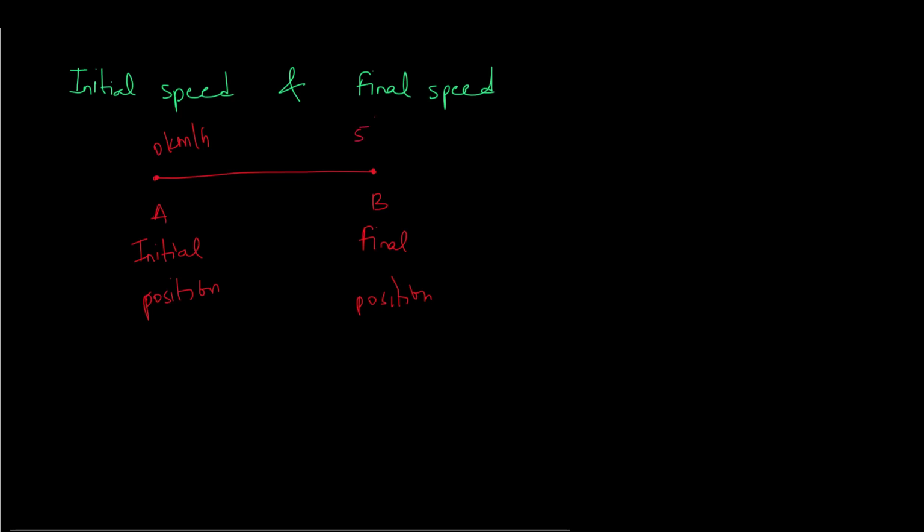So if I say here it is 5 km per hour, here my initial position speed is 0 km per hour. So I say my initial speed is 0 km per hour. And my final position speed is 5 km per hour. Then I say final speed is 5 km per hour. This is how you differentiate initial speed and final speed.